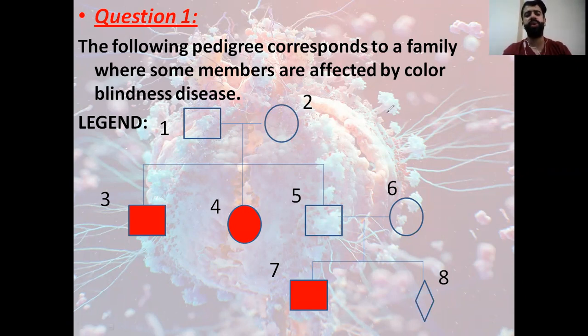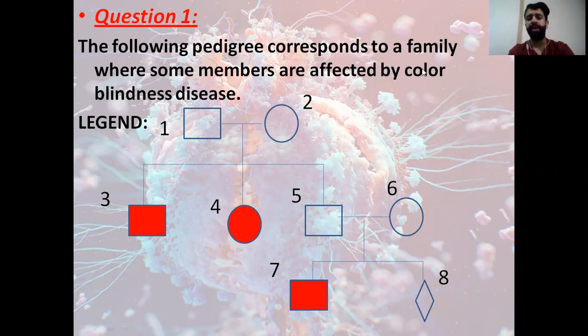So here we can't use the generation. You can skip it. Since we have 1, 2, 3, 4, 5, 6, 7, 8, you can use the numbers. You can say individual 1 and 2, individual 3 and 4, individual 5 and 6. It's okay. Why? Because we don't have generations. So here we have only numbers, 1, 2, 3, 4, 5, 6, 7, and 8. 8 is the fetus. So we are going to determine whether it's affected or normal.